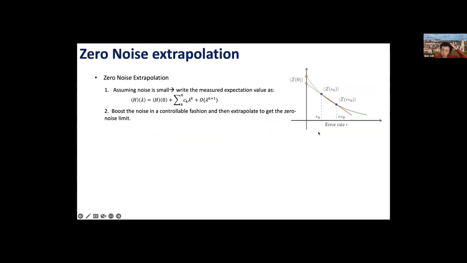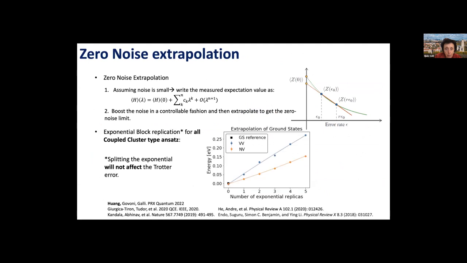Once we have this orange curve, which is still too noisy, we boost the noise by doing basically a controlled expansion, a Taylor expansion of our noise. It's not that simple because we needed to do an exponential block replication for all the coupled cluster type ansatz. But the idea is, look, you only have one data point. You don't know how to extrapolate. So let's boost the noise a little bit and do the calculation for even bigger noise, which is the only thing that I can do. And then I extrapolate to zero.